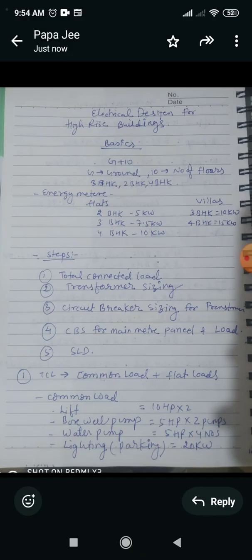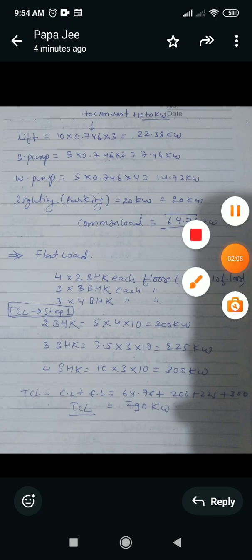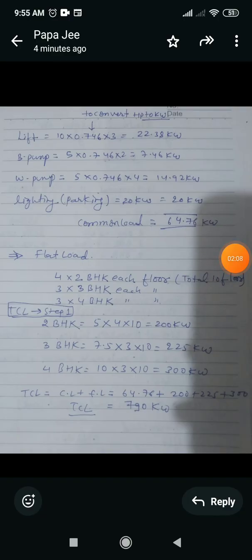Okay, let's see. Here in this building, we have lift, borewell pump, water pump and lighting also. For the lift we have three lifts, and each lift has 10 HP, and to convert from HP to kilowatt you have to multiply by 0.746. So for the lifts we get 22.38 kilowatt.